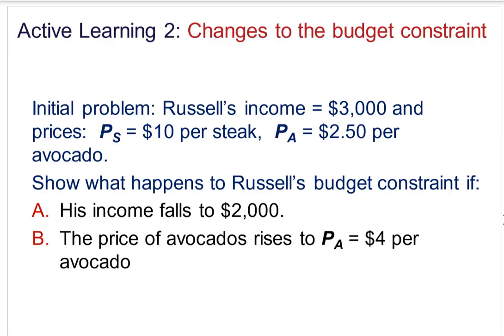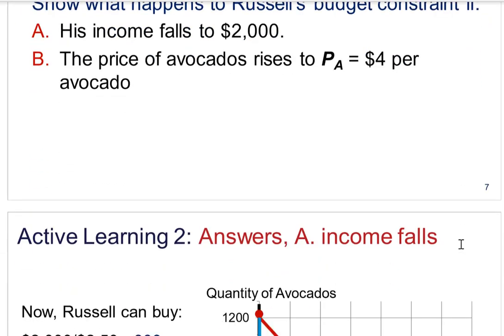Now we will demonstrate how budget constraint can be changed when income changes or when prices change. So let's look at this example here. The initial problem is that Russell's income was in fact $3,000, and the price is $10 per steak, and the price for avocados is $2.5. We will now look at what happens to the budget constraint if, let's say, Russell's income falls to $2,000. Second, we will look at the change in budget constraint when price of avocados rises to $4 per avocado. So let's move on.